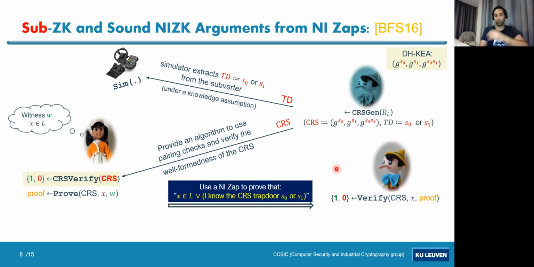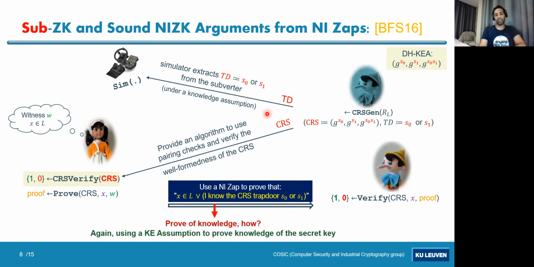Then they show that we can use a non-interactive Zap to prove a language, where the prover is asked to prove that X belongs to the language, or that I know the CRS trapdoors, let's say trapdoor S0 or S1. One of them is enough. Since it is supposed to be hard to extract S0 or S1, the honest prover needs to know this, but since we can extract the trapdoors, this allows us to simulate the proofs for this language. So they show that this construction achieves subversion zero knowledge and soundness. They had some challenges proving that we know the CRS trapdoors, but they managed to deal with that by some other knowledge assumptions in the reduction of soundness.